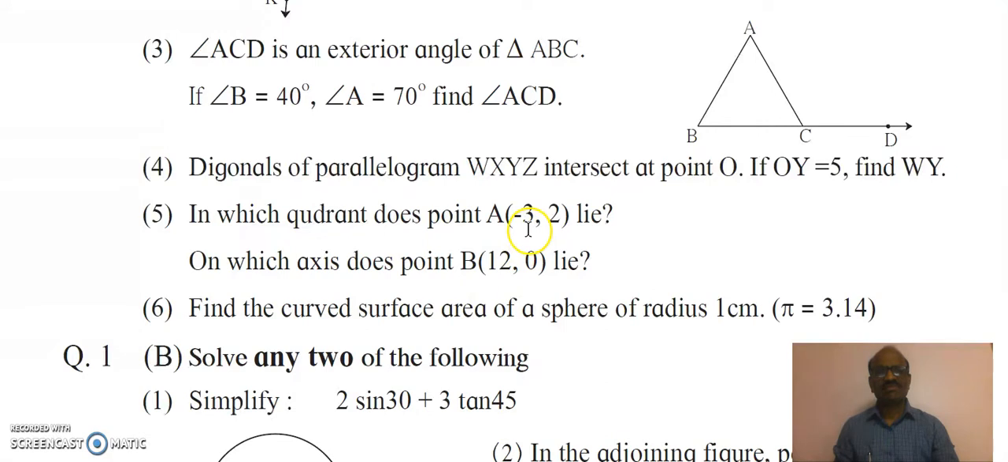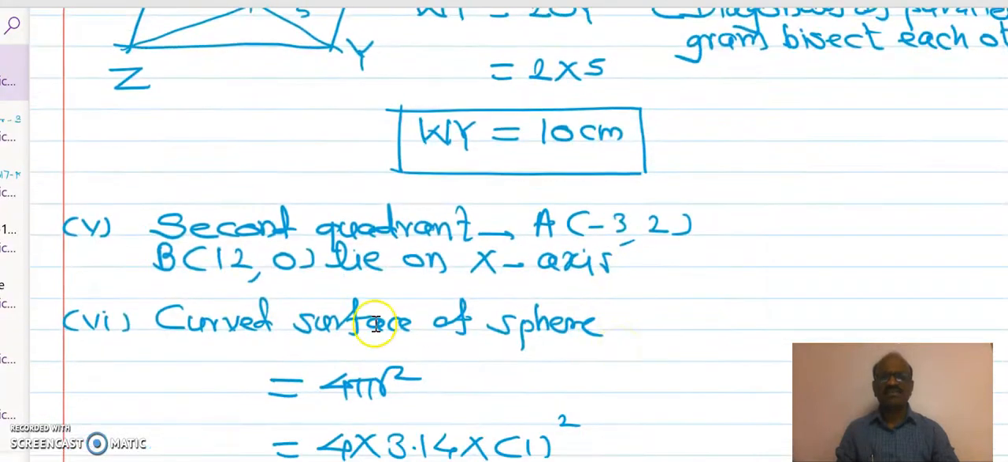And these are very simple questions. In the first quadrant, both are positive. In the second quadrant, minus, plus, and in the third quadrant, both of them have negative sign. In the fourth quadrant, x is positive and y is negative. In this way, we can determine the quadrant and the axis. The second quadrant, that is A(-3, 2), and the axis, that is B(12, 0), lies on the x-axis. Now, next question.